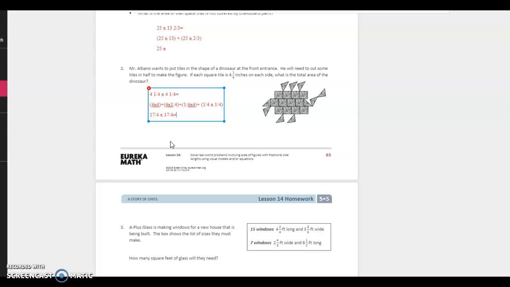But remember, once you get that answer, that is not going to be your total answer that we're looking for because the question asks, what is the total area of the dinosaur? That's just one tile. We need to know how much is the area for all of the tiles.